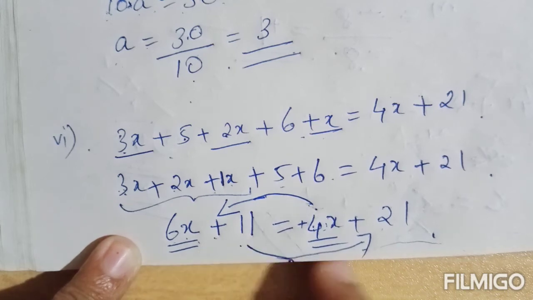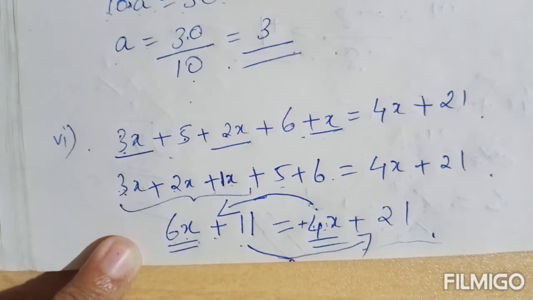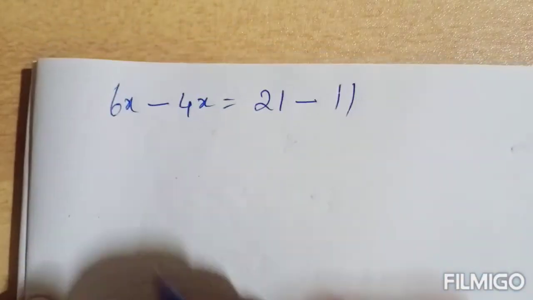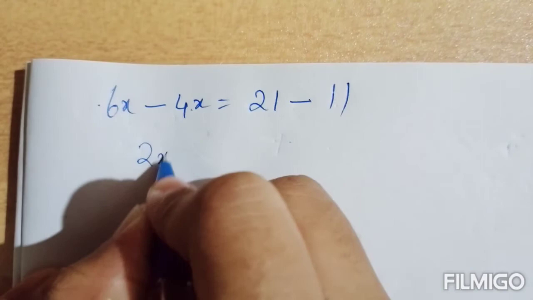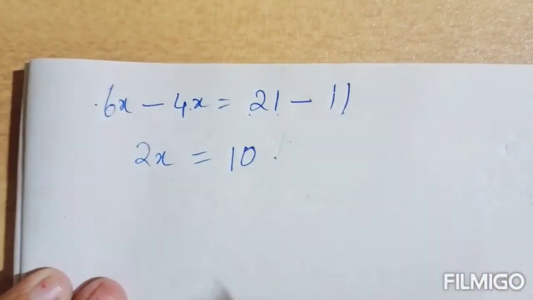And plus 11 on taking to other side, it will be minus 11. Positive term on taking to other side, it will be negative. So how you can write: 6x minus 4x equal to 21 minus 11. Okay, 6x minus 4x it is 2x, equal to 21 minus 11, it is 10.